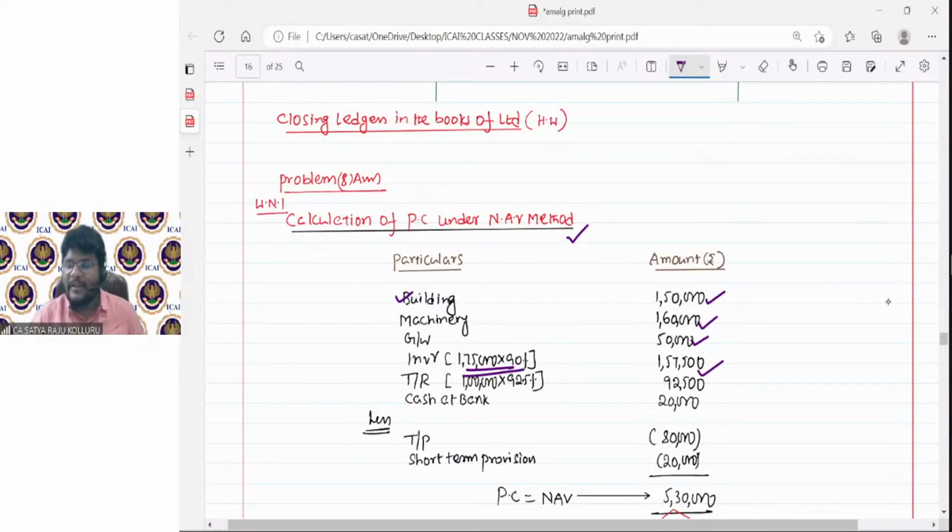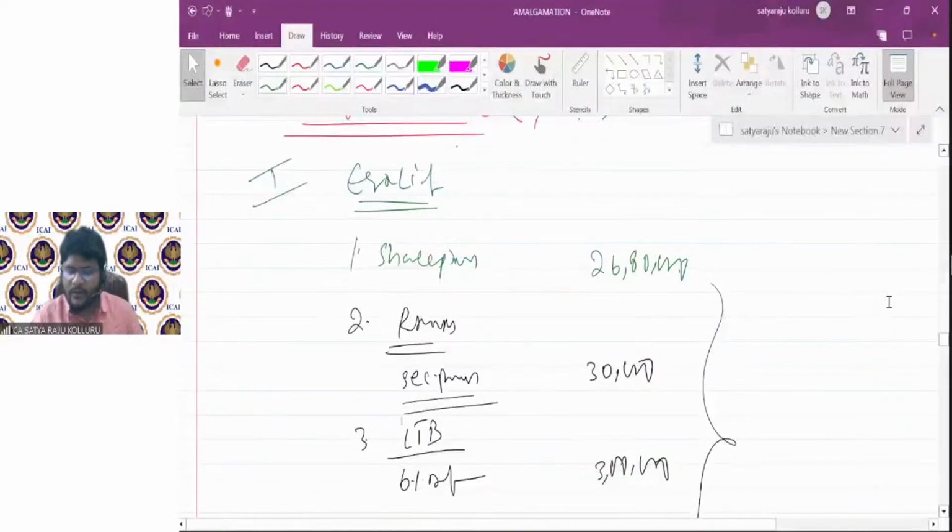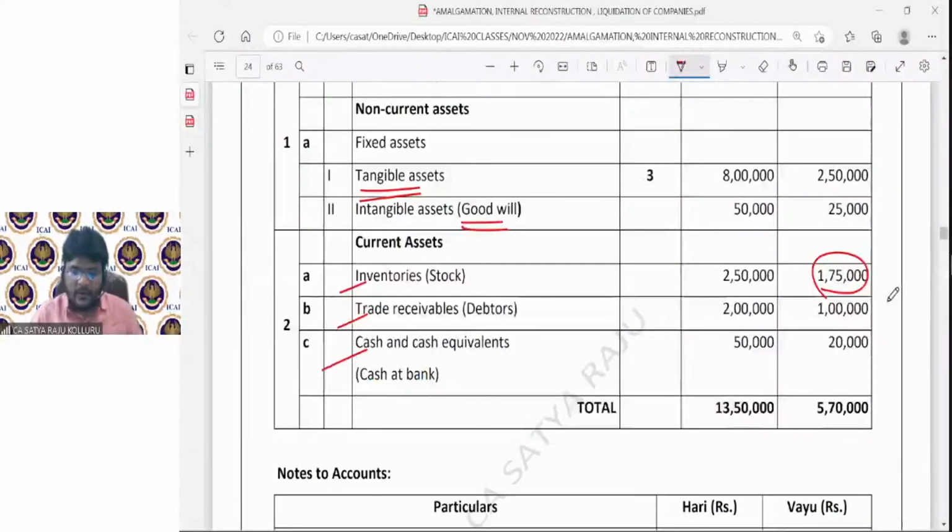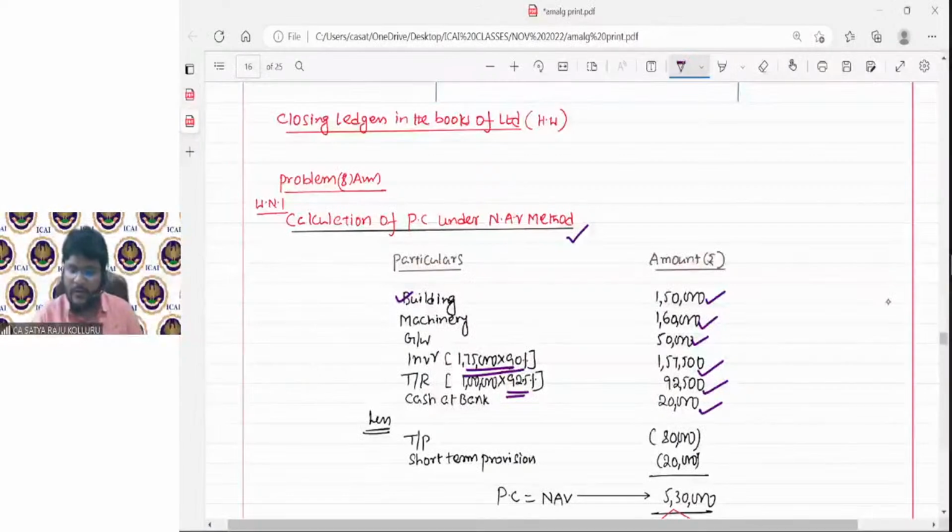For trade receivables also they are telling that you need to create a provision of 7.5%. That means trade receivables you can directly consider at the rate of 92.5%. Or else, if you want to consider at 100%, reduce the provision at the rate of 7.5%. Both treatments are the same. Directly I considered 92.5% for the trade receivables. Next, remaining all assets at book value. Remaining assets means only cash is there. So cash is at book value, which is 20,000.